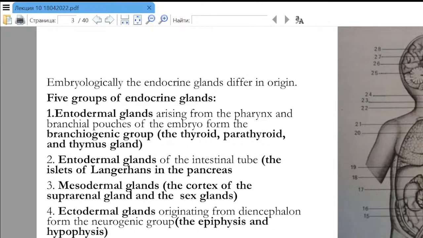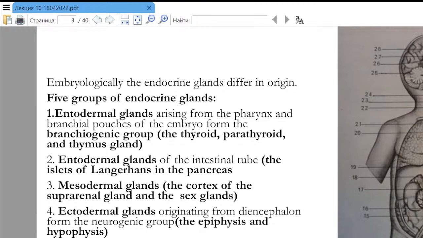Embryologically, the endocrine glands differ in origin. There are 5 groups of endocrine glands. First group, endodermal glands arising from the pharynx and branchial pouches of the embryo form the branchiogenic group: the thyroid, parathyroid and thymus glands.